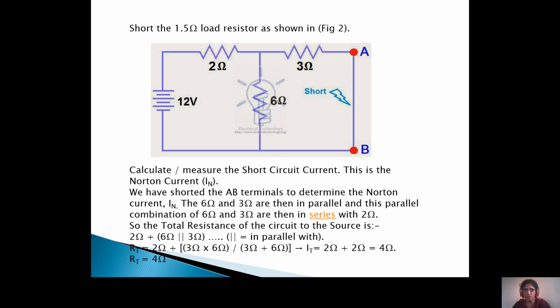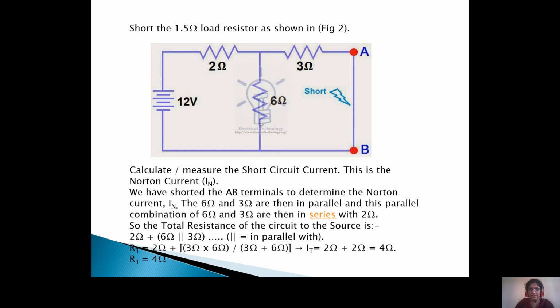The 6 ohms and 3 ohms are in parallel, and this parallel combination of 6 and 3 is in series with 2. 6 into 3 by 6 plus 3, plus 2, that is the equivalent resistance. So the total resistance in the circuit is 2 plus 6 parallel to 3 ohms, that is 2 plus 3 into 6 by 3 plus 6, product of the resistances by sum of the resistances.